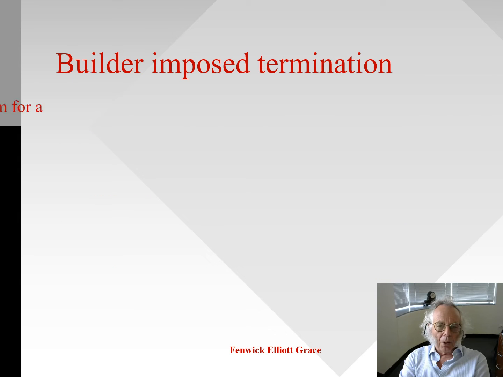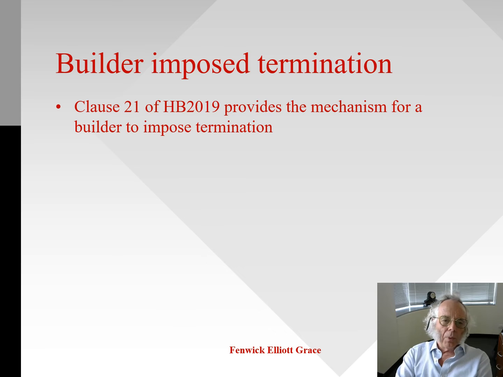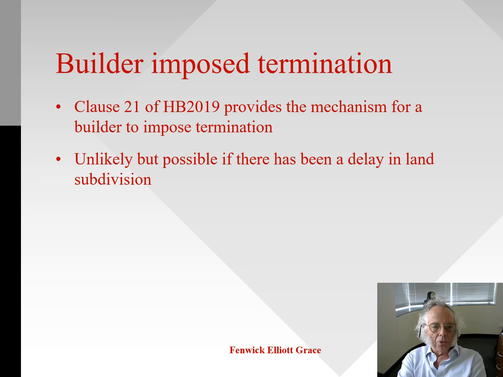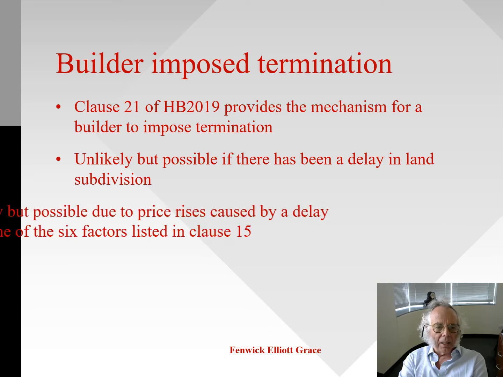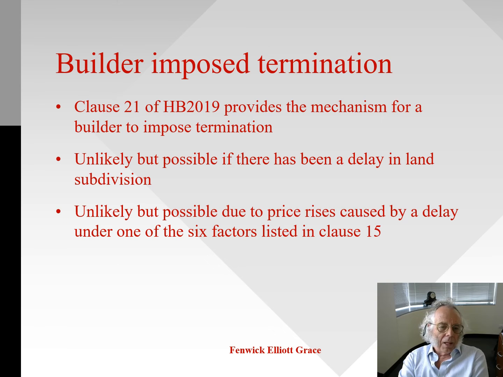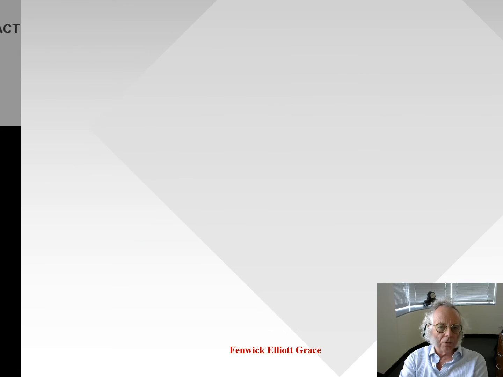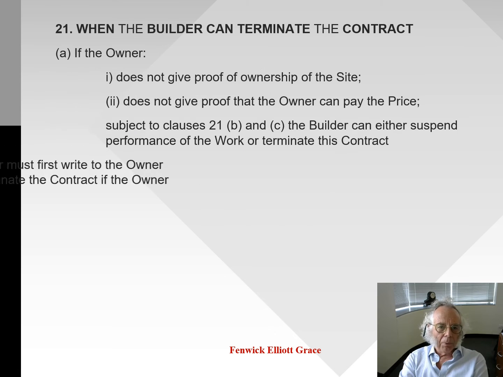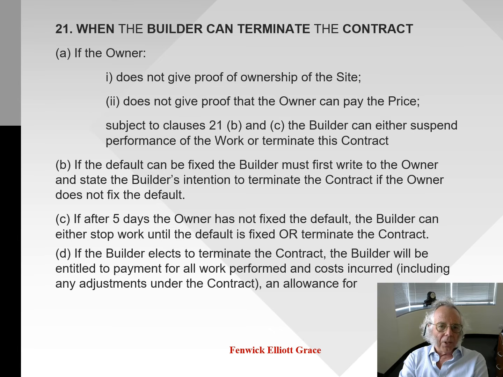How can the builder impose termination? Clause 21 of HB 2019 provides a mechanism for a builder to impose termination. It's unlikely, but let's say possibly there's been a delay in land subdivision, possibly due to price rises caused by a delay under one of the 6 factors listed in clause 15. The builder can terminate the contract if the owner doesn't give proof of ownership of the site, doesn't give proof that the owner can pay the price, and subject to B and C below, the builder can either suspend performance or terminate the contract.